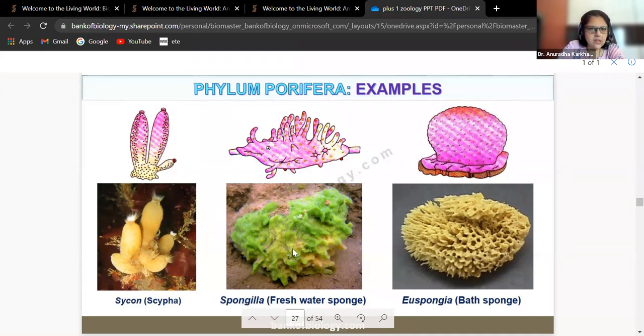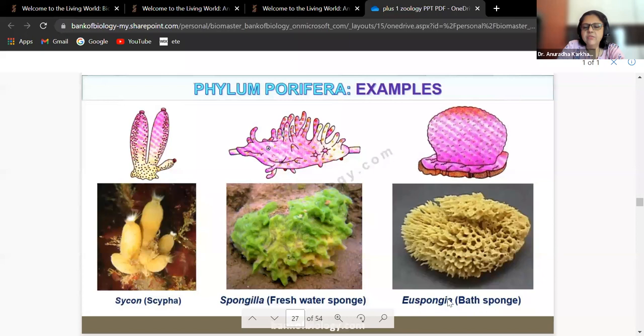Spongilla looks like this. It's a freshwater sponge. You have to draw it this way, or in your books, the diagram is something like this. Many students feel this is a fish because it seems to have an eye and all those things. No, these are the ostia that are going to be present.